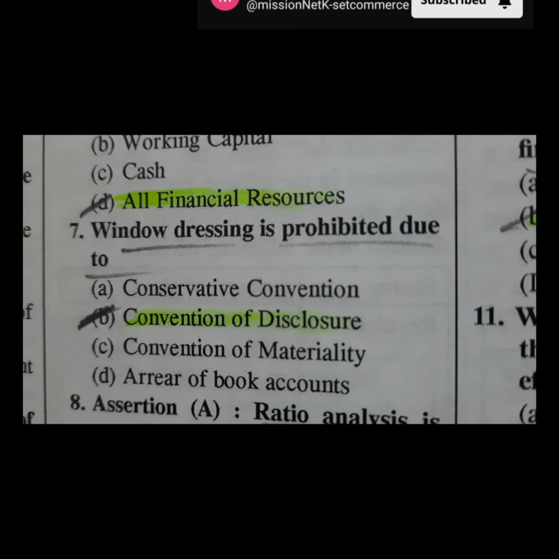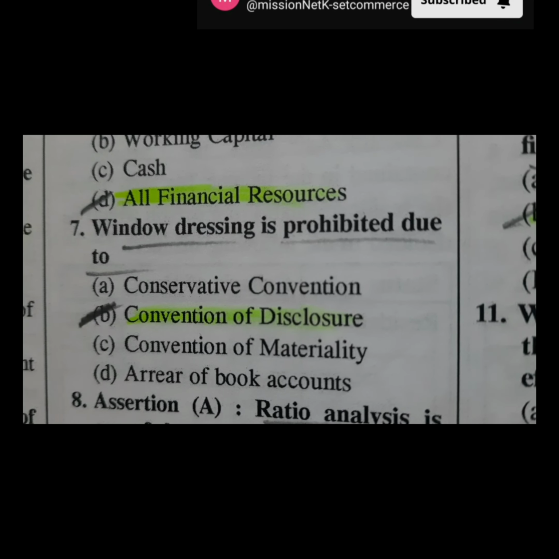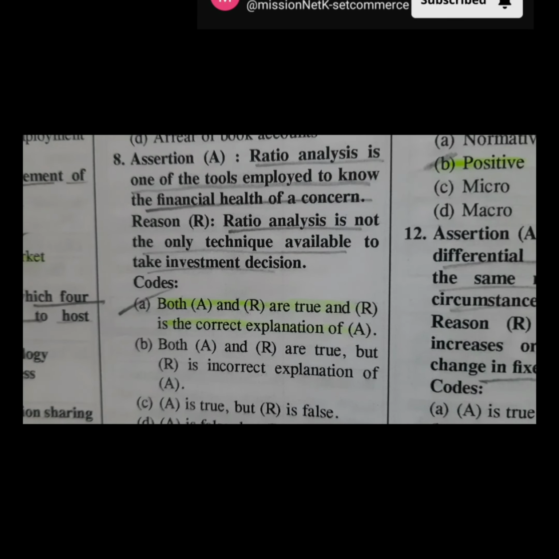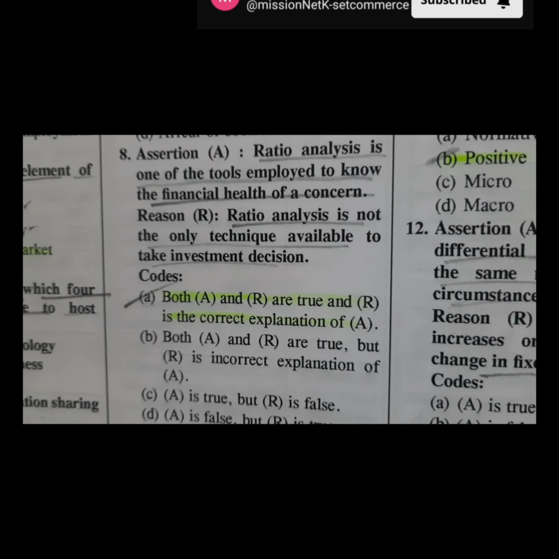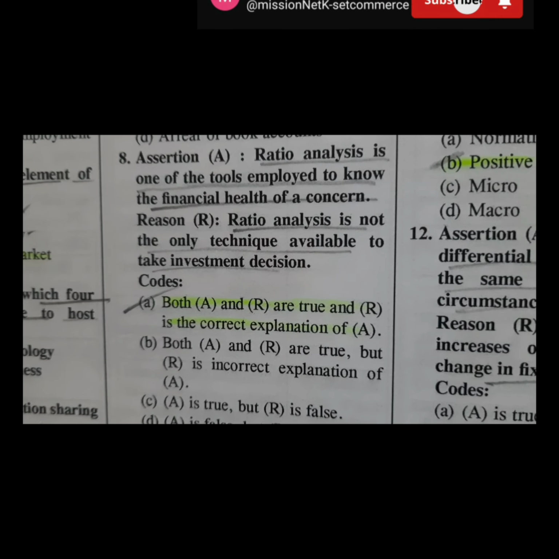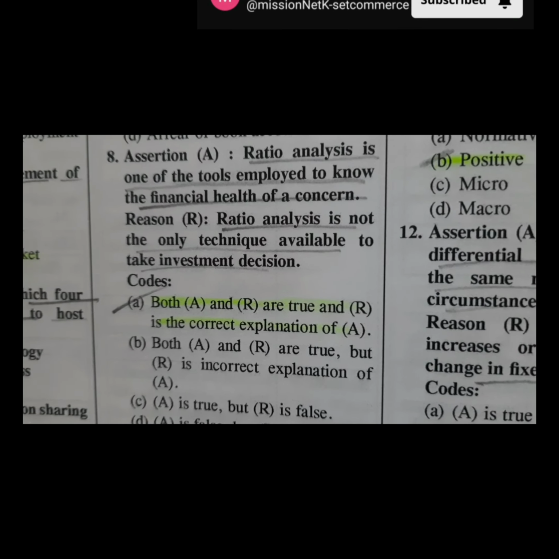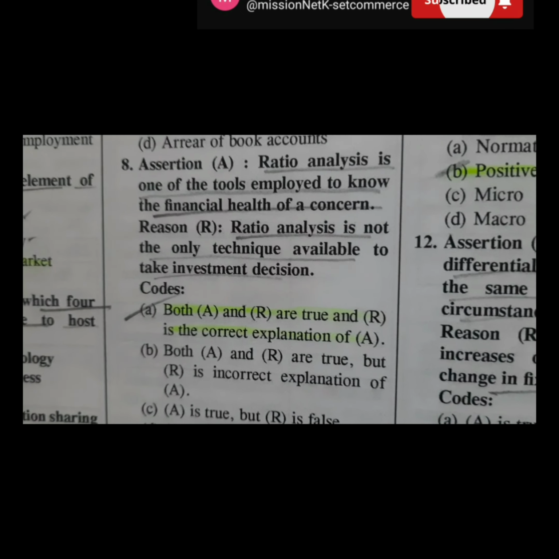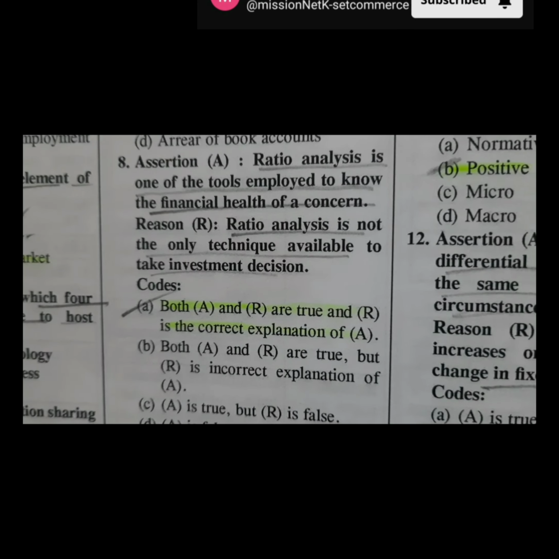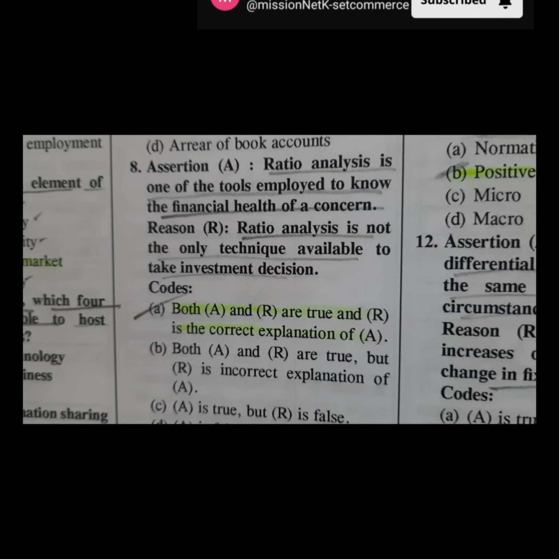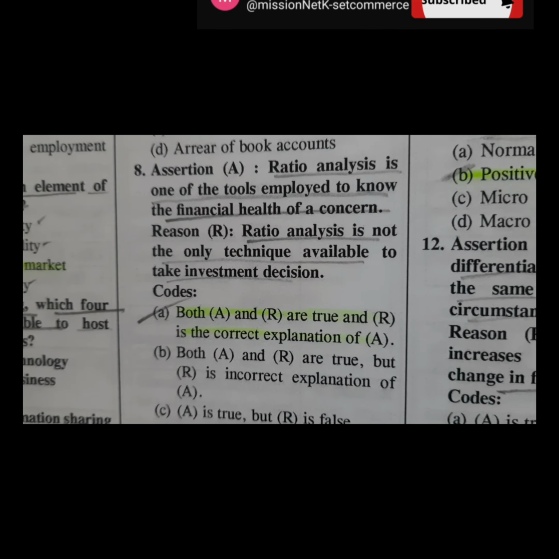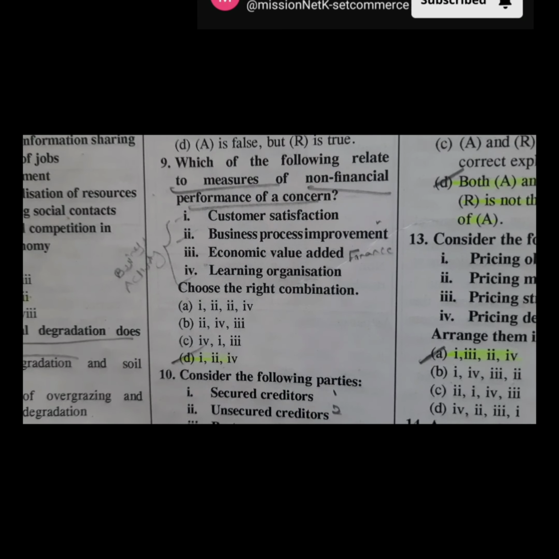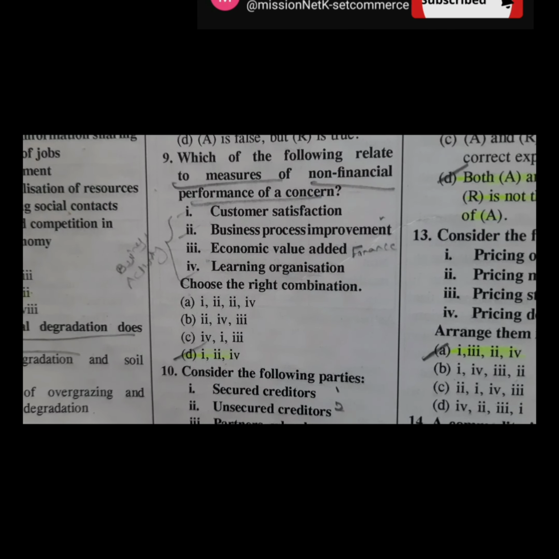The next question is window dressing is prohibited due to. Four options are given. The right answer is option B, convention of disclosure. The next question is assertion A, ratio analysis is one of the tools employed to know the financial health of a concern. This is the true assertion. The reason for this, ratio analysis is not the only technique available to take investment decision. This is also true reason. So the right answer for this question is option A, both assertion and reason are true and reason is the correct explanation of assertion.